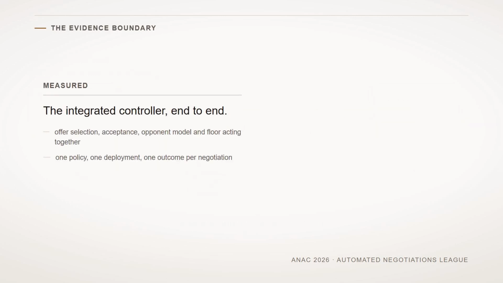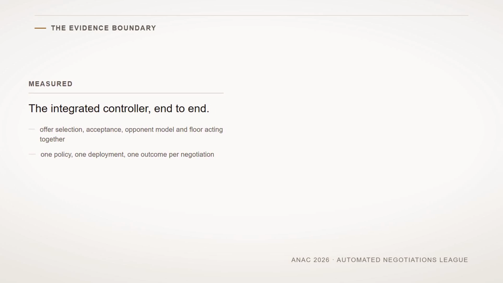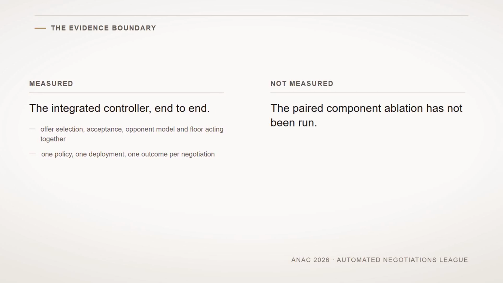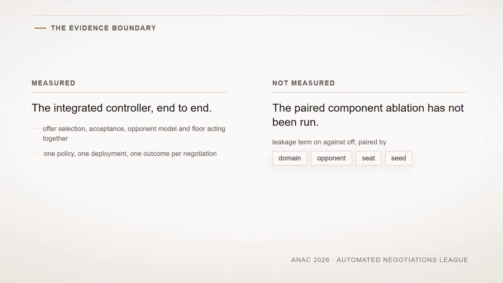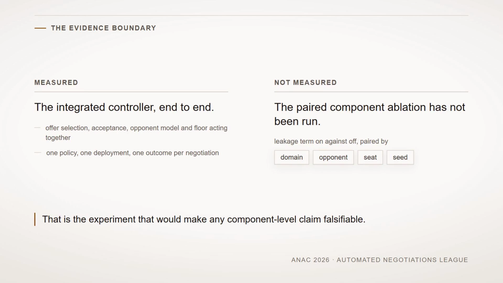To be straight about the evidence, what is measured here is the integrated controller. The paired component ablation, leakage on against off, matched by domain, opponent seat and seed, has not been run. That is the experiment that would make any component level claim falsifiable, and it is where we go next.